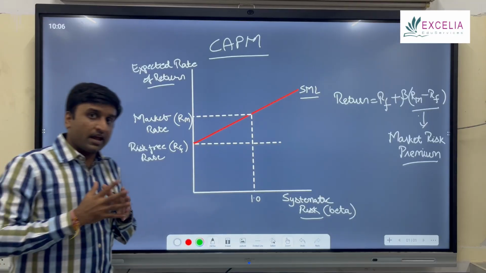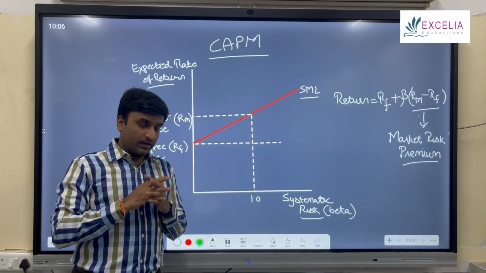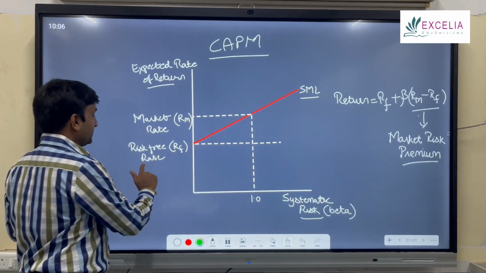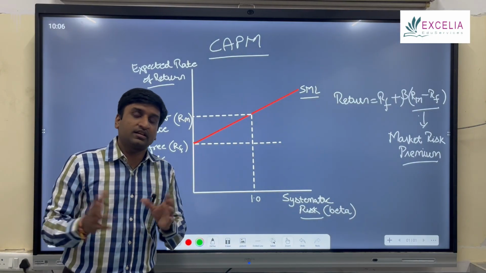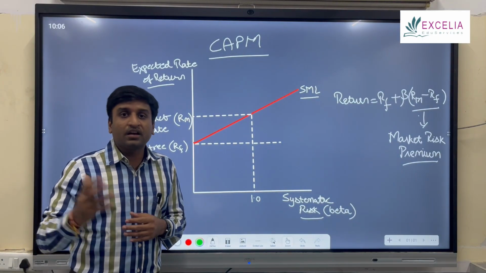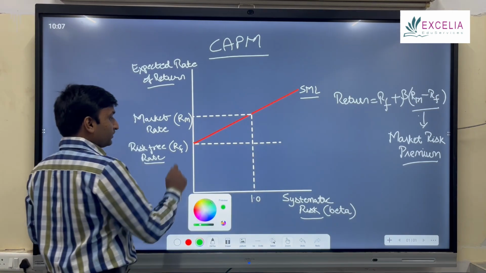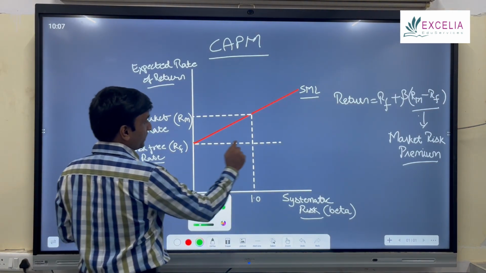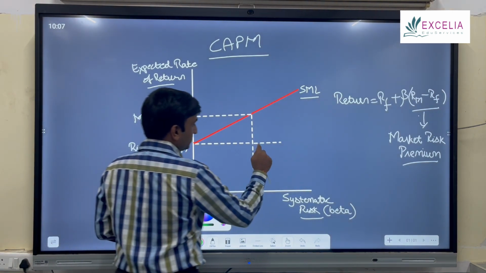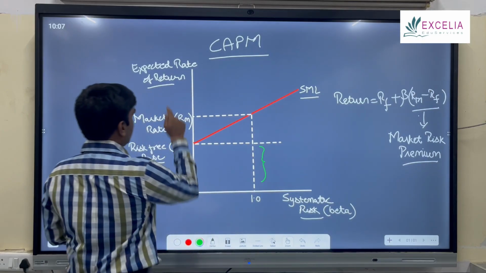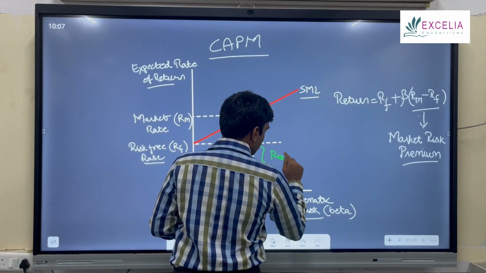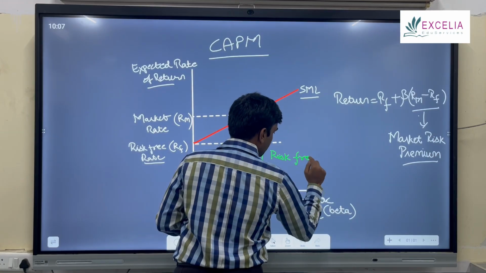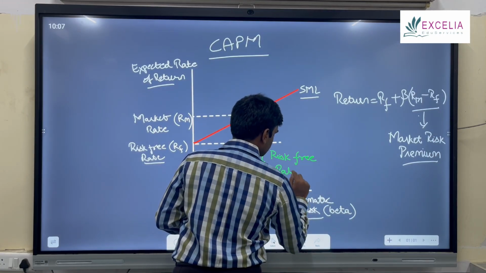Now let's understand that you as an investor would at least be getting the risk-free rate by investing in the safest securities in the market, like US Treasury bills. If you look at the dotted lines, this part of the expected rate of return that you are getting is called the risk-free rate.